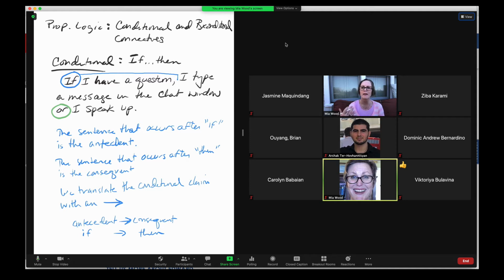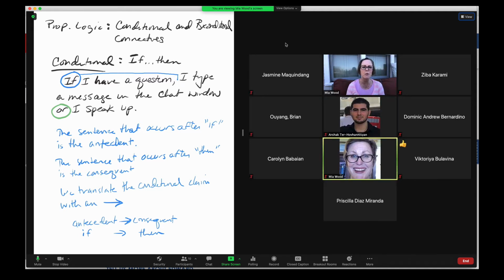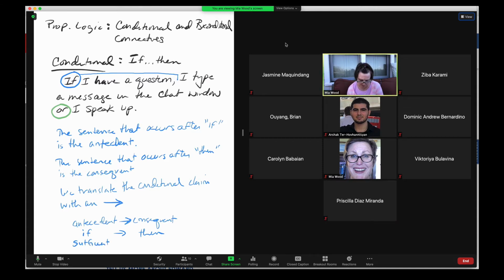So, one of the ways that we can talk about the if-then relationship in terms of this notion of a condition is this. So I'll say it, I'll write it, and then let's talk a bit about it.